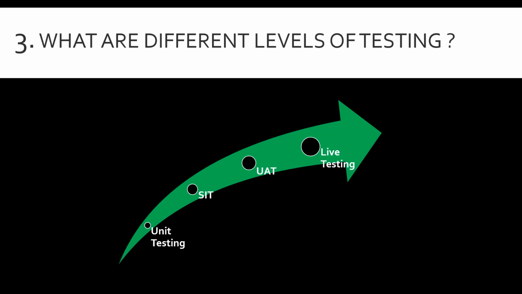The second level of testing is called SIT, or system integration testing. Once the unit testing is successful, it's deployed to the SIT environment, and then the testers would be performing the system integration testing just to ensure the connectivity works, and all the test cases and test scenarios which are written against the requirement work well.